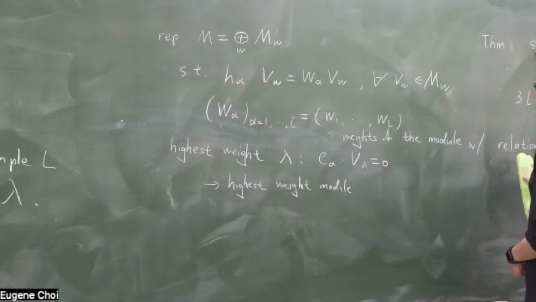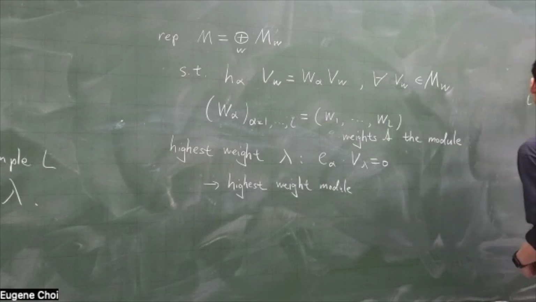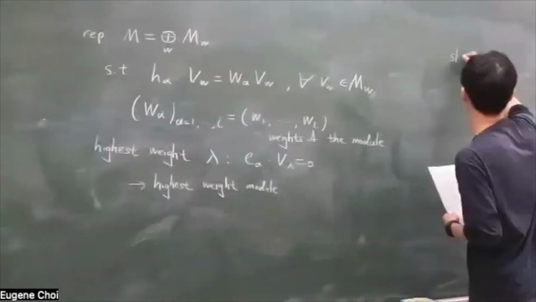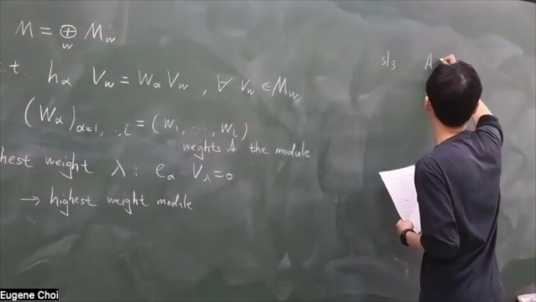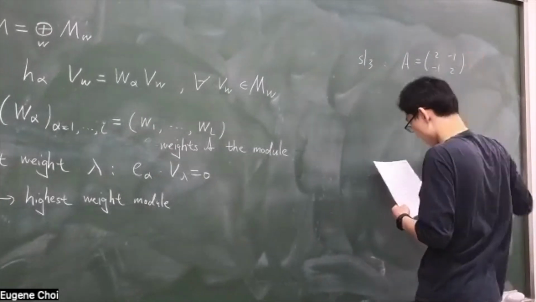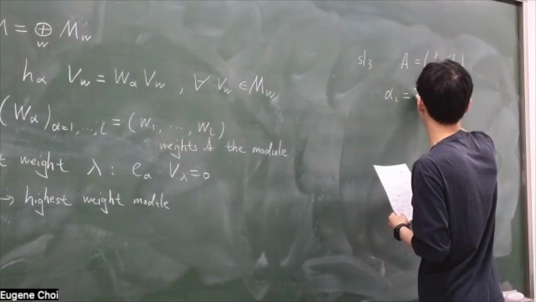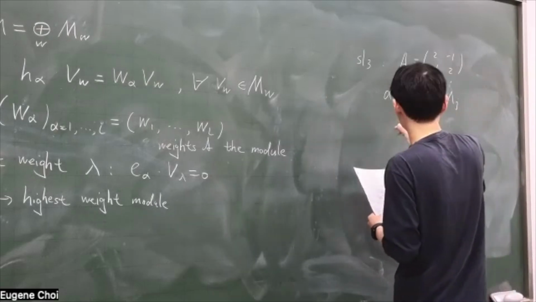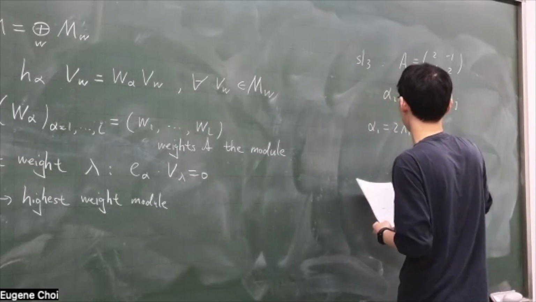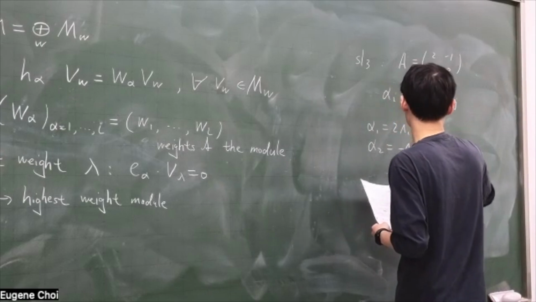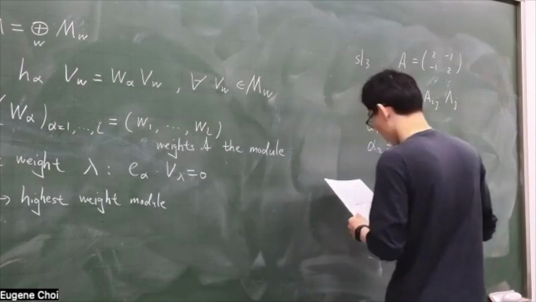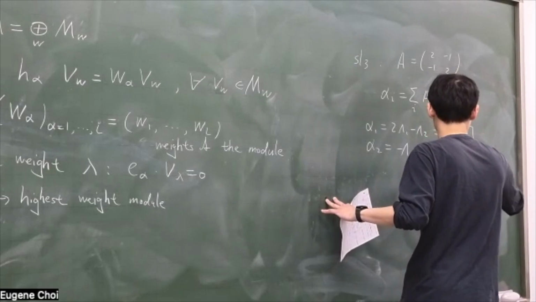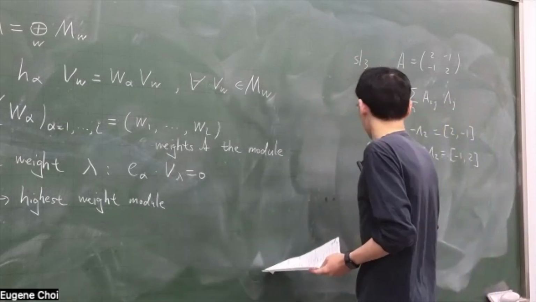So in other words, everything is a highest weight module. For example, let's just take SL3. Well, the Cartan matrix is this, and alpha_i is this, in terms of lambda_j. So now I have two weights. Alpha 1 is just 2 lambda 1 minus lambda 2. Alpha 2 is just minus lambda 1 plus 2 lambda 2. In other words, I can write this as (2, -1), and this as (-1, 2).